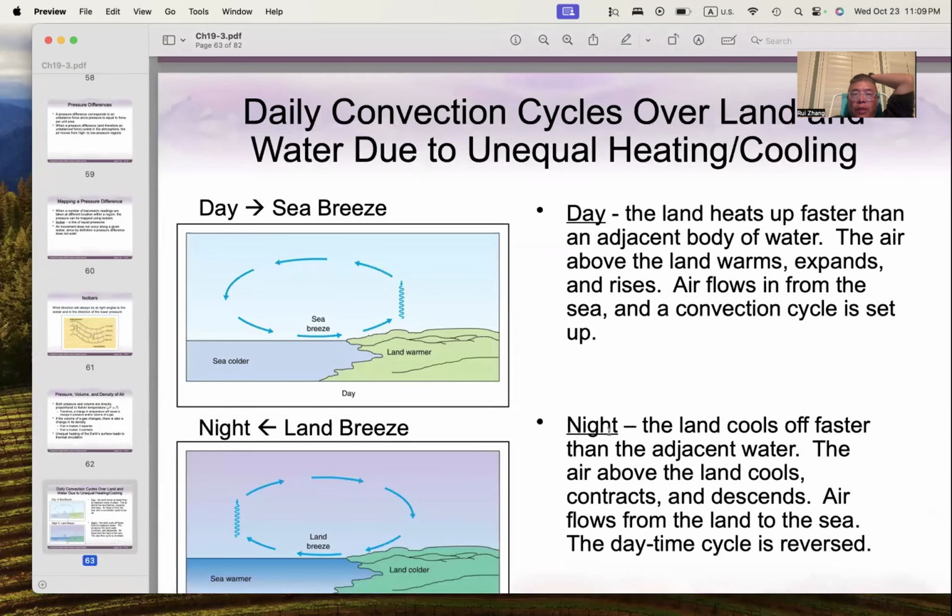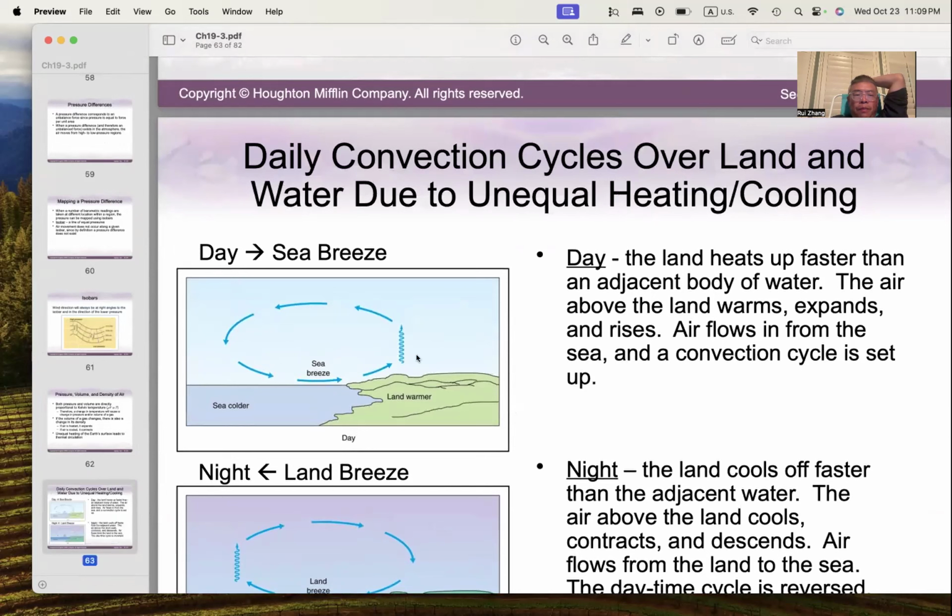Let's say for example in this case, in the day, the land heats up faster than the ocean. So there's higher temperature here. When temperature is high, the air expands and becomes less dense, so the air will go up. Then the nearby air from the water at sea level will come to compensate. So they have this convection cycle.